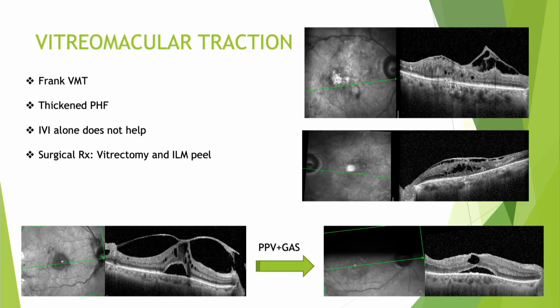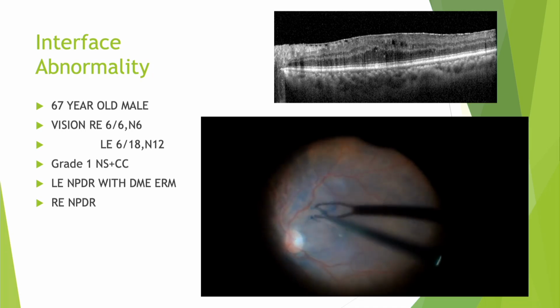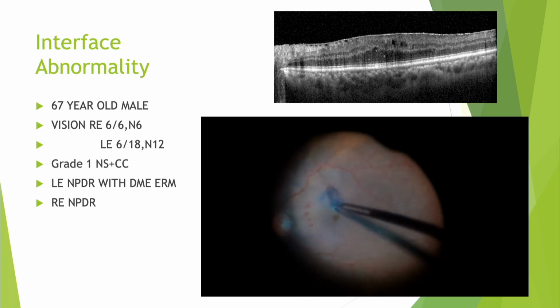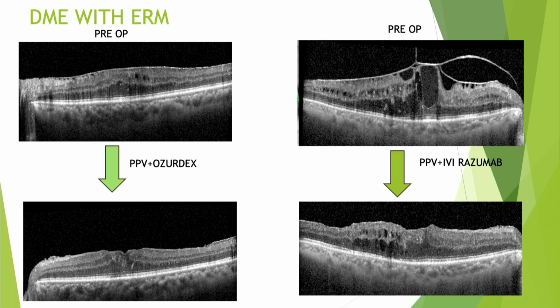A subset of patients may have vitreomacular interface abnormalities, which could be either a frank VMT or a taut posterior hyaloid, and these patients do not do well with medical management alone, and they need surgical intervention in the form of vitrectomy and ILM peel. And this is one such patient with diabetic macular edema along with epiretinal membrane, who underwent combined phaco with vitrectomy and removal of the ILM and the epiretinal membrane. And these patients do reasonably well when this vitrectomy is combined with your anti-VEGF or with the intravitreal DEX implant.